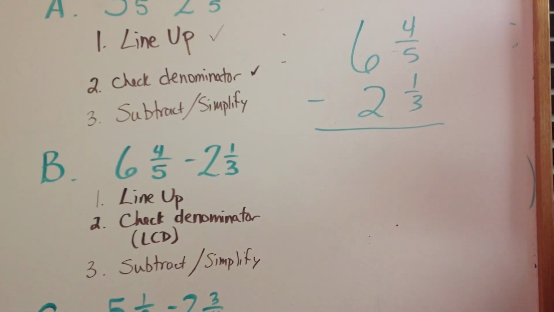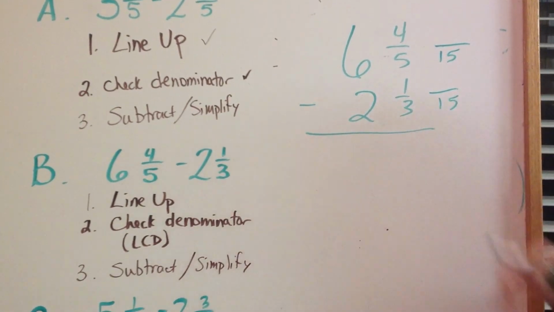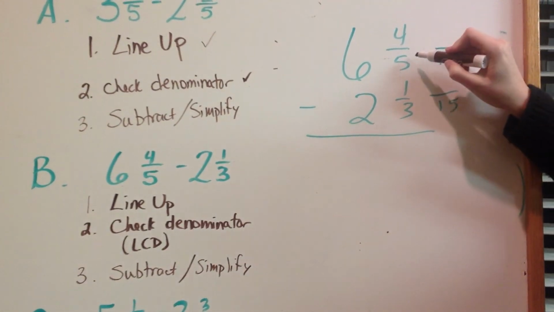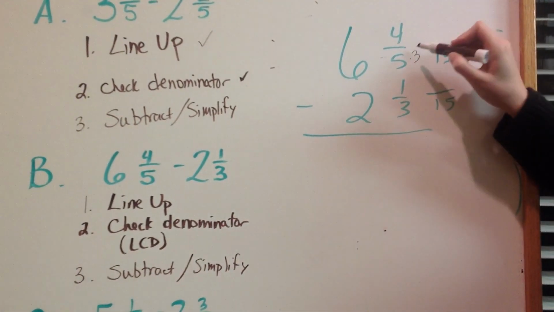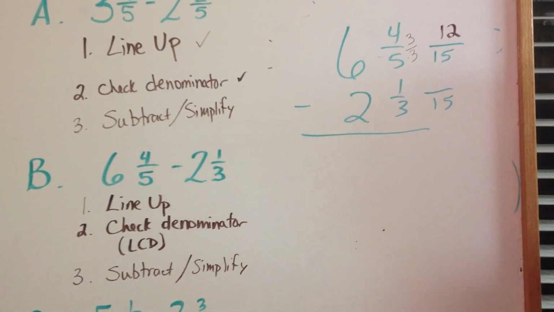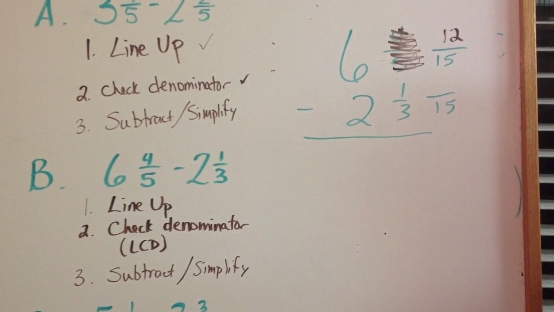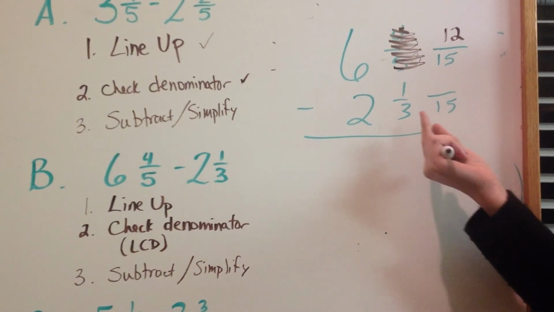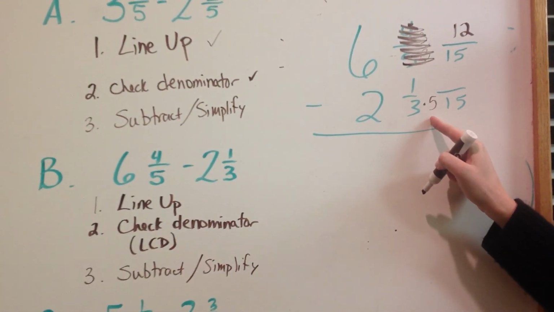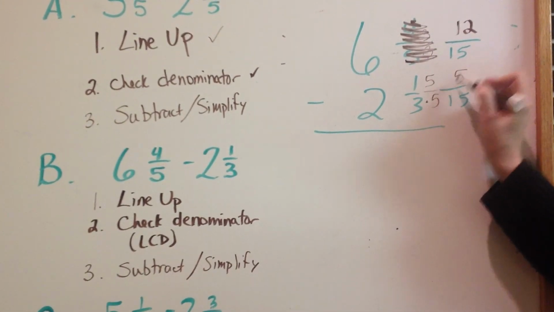What is the number that 5 and 3 can both multiply to become? They can both become a 15. So we're going to change it. We're going to write a 15 here and a 15 here. What did I multiply my 5 by to get 15? I multiplied it by 3. And since I multiplied the denominator by 3, I have to multiply the numerator by 3. 4 times 3 is 12. I'm going to get rid of my old fraction. I now have to change my next one. What did I multiply my 3 by to get 15? A 5. And since I multiplied the denominator by 5, I have to multiply the numerator by 5. 1 times 5 is 5, and this one's gone.